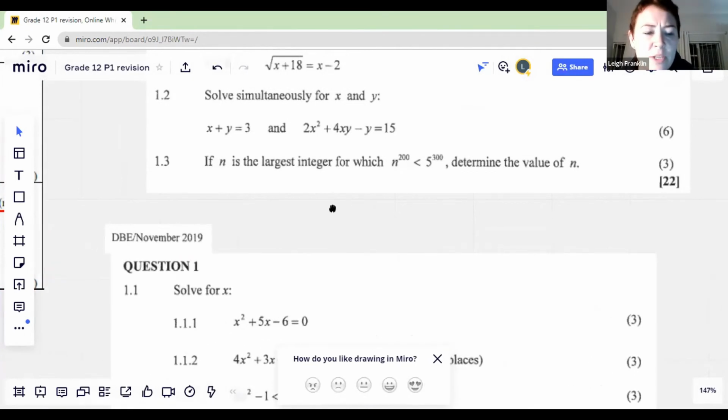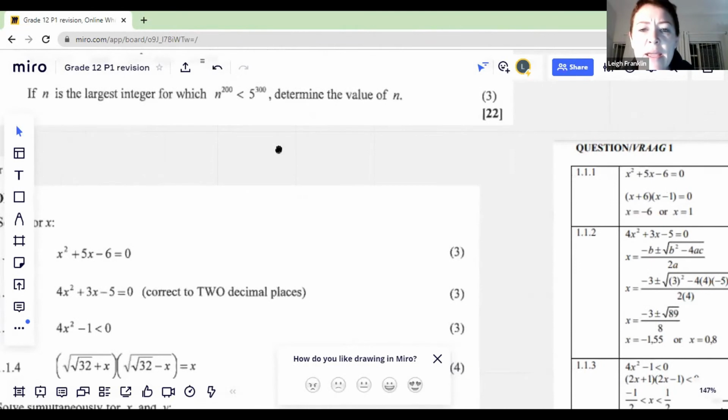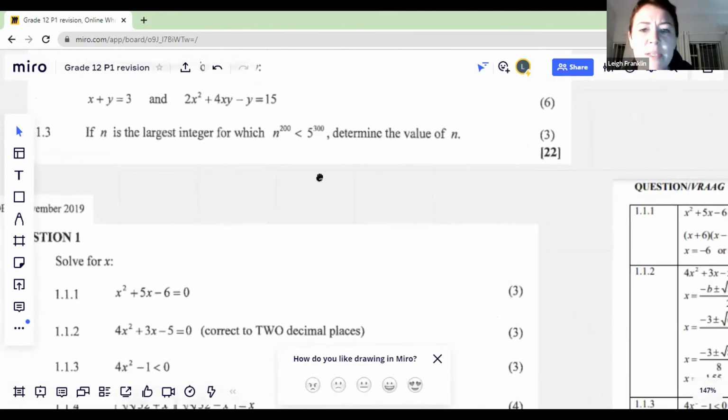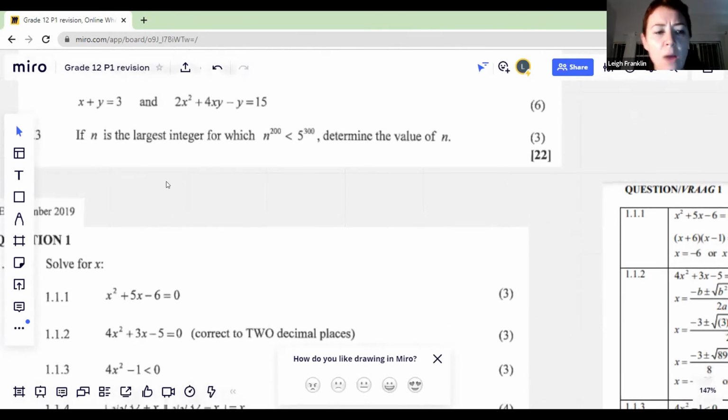This question over here, number 1.3, is a slightly more difficult question. Not an impossible question, but something that's a little bit more difficult. So before we jump into the other questions that we're already comfortable with, let's have a look at how we would answer this. Do you see that they're asking you to solve for n as a base? Can you see that n is the base of 200?